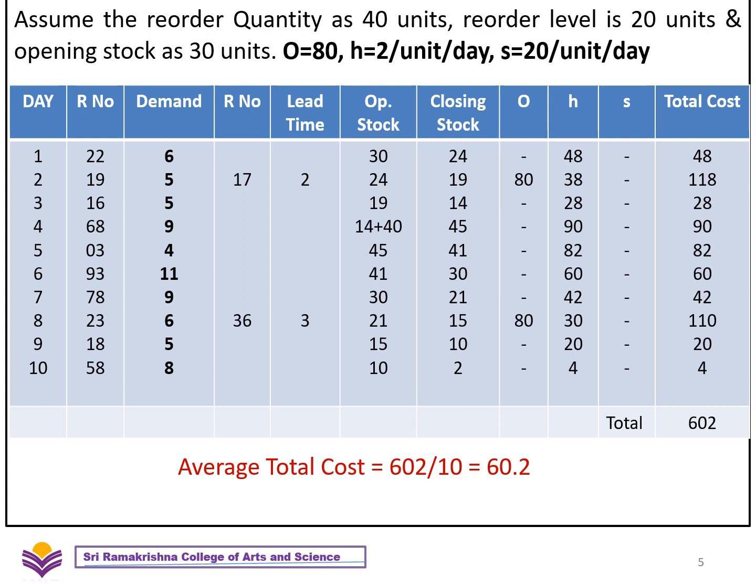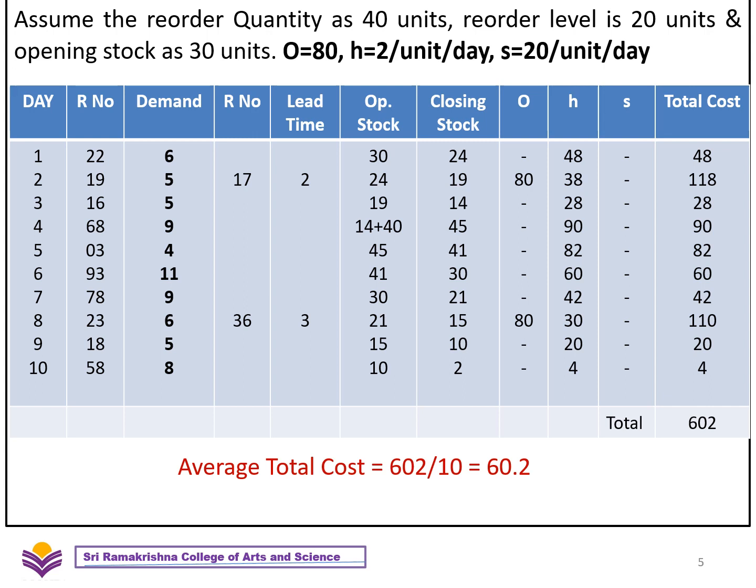We have placed an order on this day, so ordering cost becomes 80, and we are taking this 19 units to the next day, and the holding cost becomes 19 into 2, 38, and there is no shortage here. So the total cost becomes 80 plus 38 is 118.